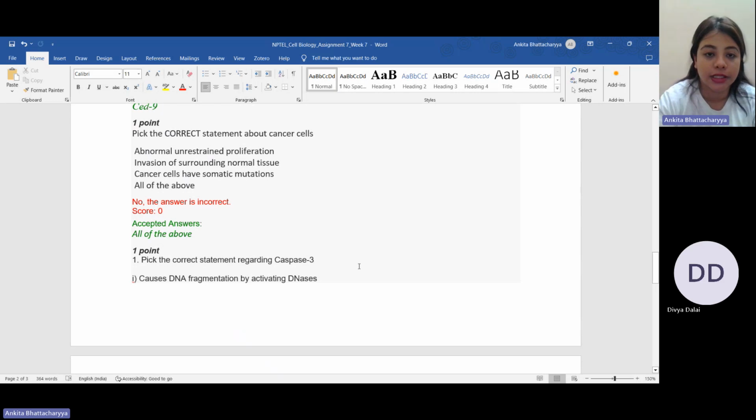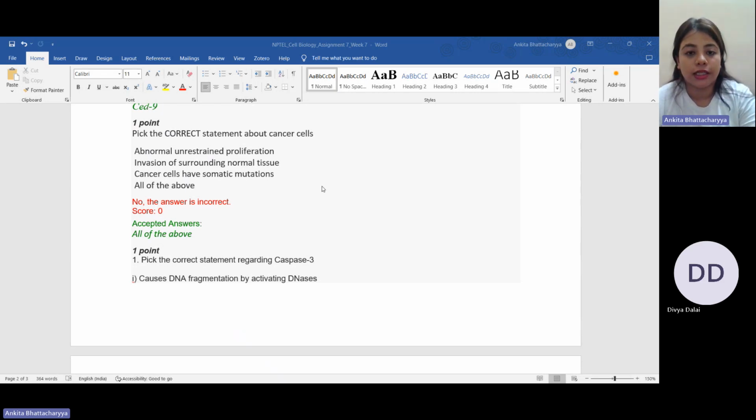Pick the correct statement about cancer cells: abnormal unrestrained proliferation, invasion of surrounding normal tissue, cancer cells harbor somatic mutations, or all of the above. Of course, all of these statements are correct. We have seen that there is abnormal proliferation or hyperplastic growth. There is invasion, or a breaching of the basement membrane, which is a part of metastasis, and they incur a lot of somatic mutations, which is also considered to be an initiating event. So all of these statements would be correct in that case.